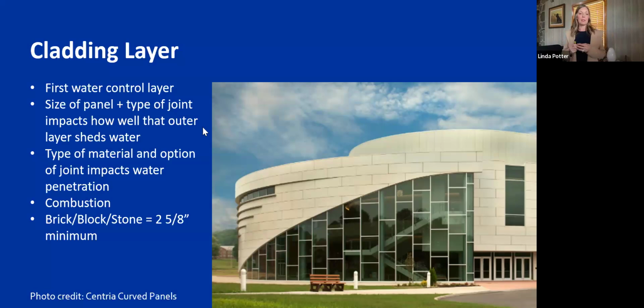So you've got a type of material, an option of that joint that impacts that water penetration. You've got combustibility that you're thinking about now in cladding layers with thin systems. You weren't thinking about that combustibility when you're using masonry because it's not combustible. So we've got this new element we're adding here that we have to think about differently.